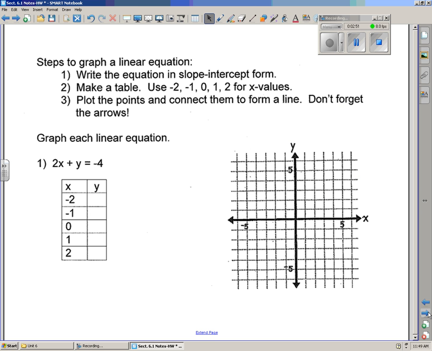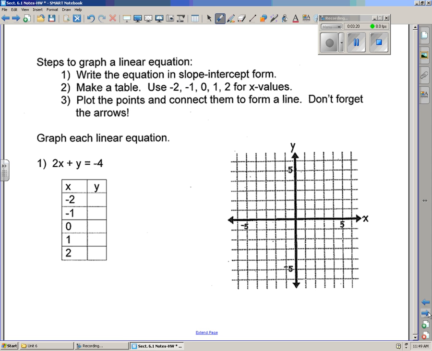So when you need to graph a linear equation, the idea is you're going to make sure that your equation's in slope-intercept form. You're going to make a table of values, and they're going to give you the domain, the x values, -2, -1, 0, 1, 2, as your x's. You're going to plug in those x's into the equation and find out your y's. And then once you have all those ordered pairs, you plot those ordered pairs, and then you draw your line, and you can't forget the arrows because lines go on forever.